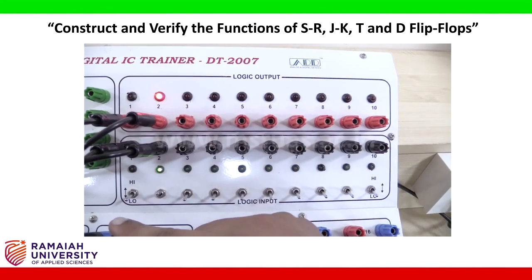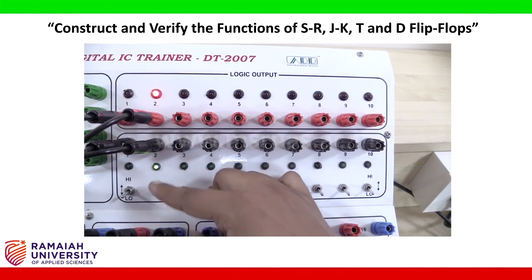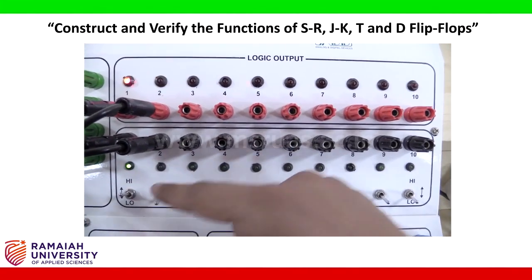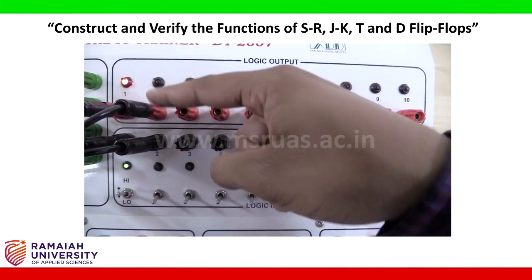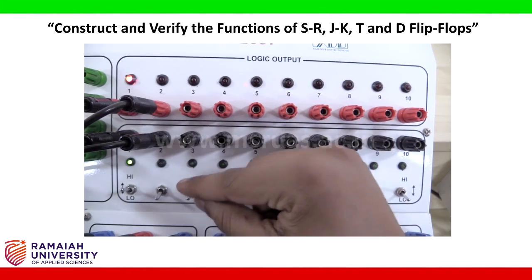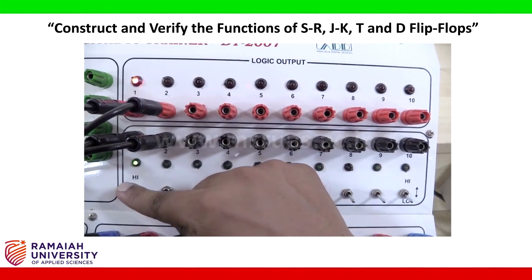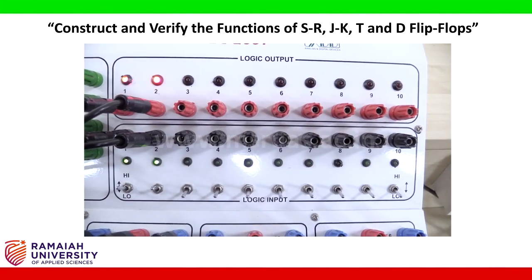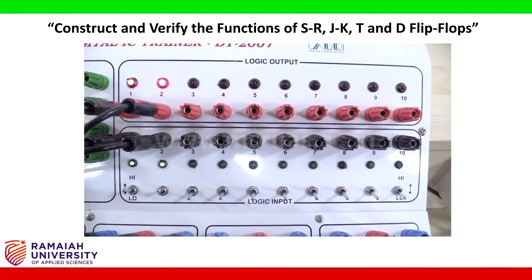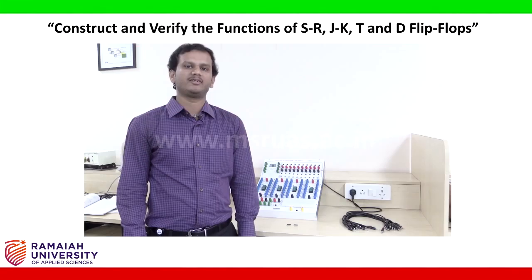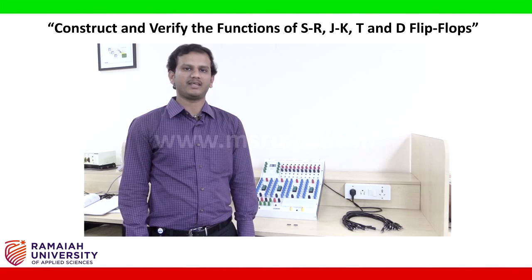Then I will change the input combination from 0 1 to 1 0. That means the first one I will make high, the second one will be 0. At that time Q will be high, Q bar will be 0. So this represents the set state, and the last combination of the input is 1 1. At that time you can see the toggle in the output. So that means we have verified the truth table, so it is correct. This completes the experiment. So we have verified the JK flip-flop.